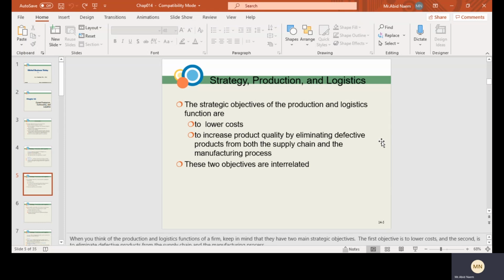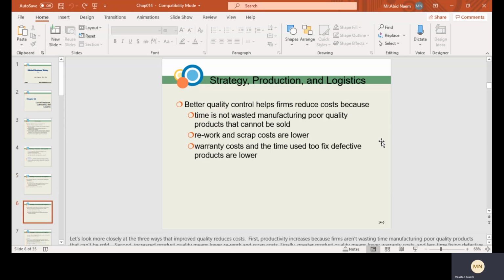When we refer to supply chain, we are more concerned about the quality of the raw material we are including in our production process, and at the same time we have to ensure that the organizational production processes are flawless. Because these two objectives are interrelated, if defective quality of supplies is utilized for final production, it will definitely impact the overall quality of the product being offered to the consumers.